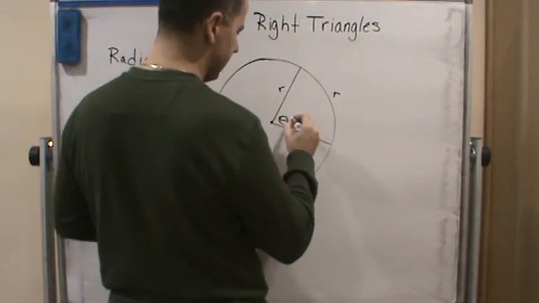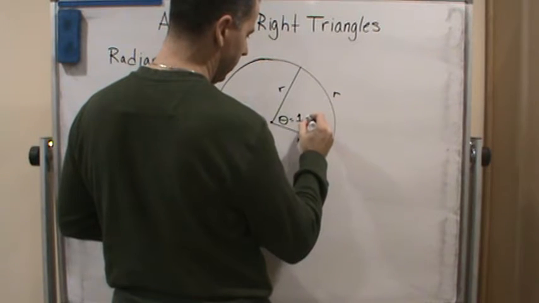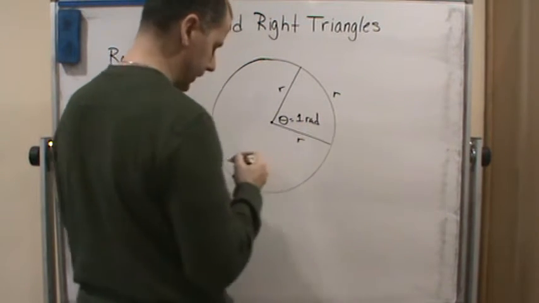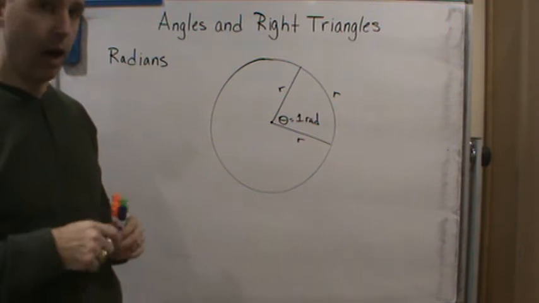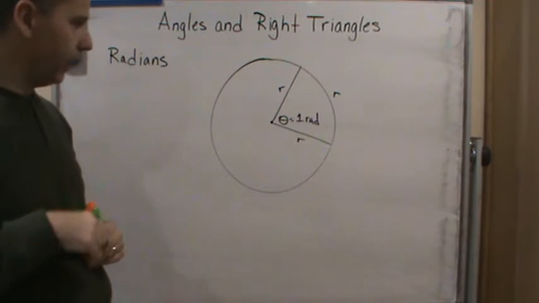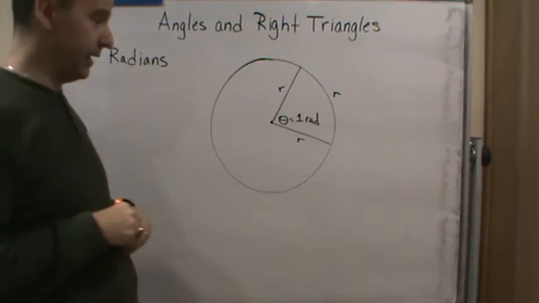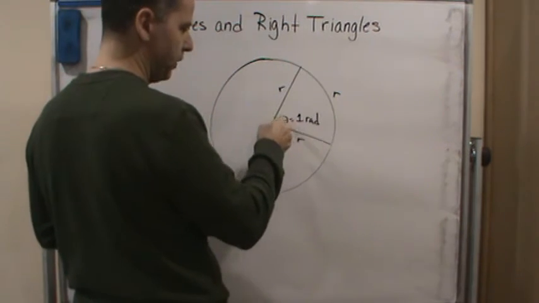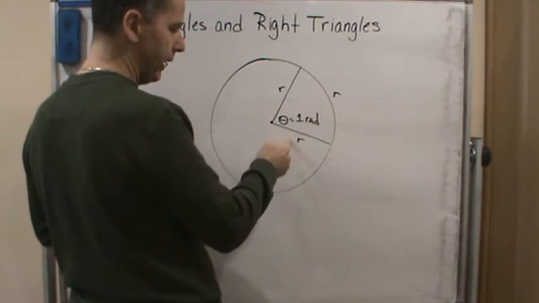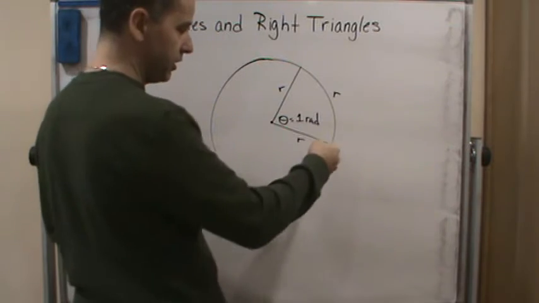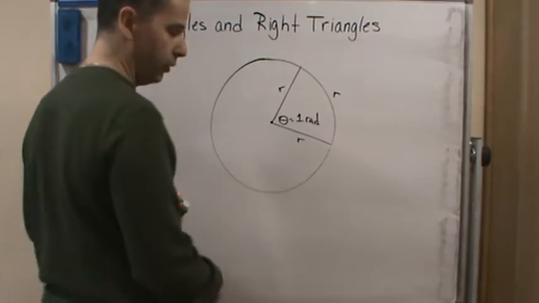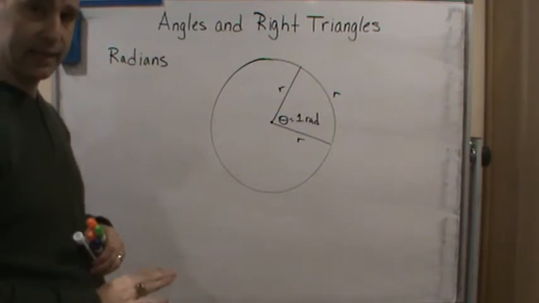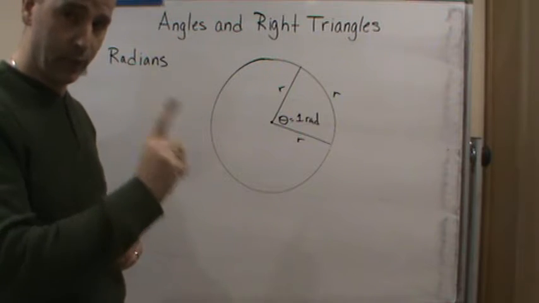So in this case, this would be 1 radian, and it's abbreviated RAD. Okay? So that's the definition of radian. It's the measurement of theta, the measurement of the angle between two radii on a circle such that the arc length of the circle between those two radii is equal to the length of the radius.